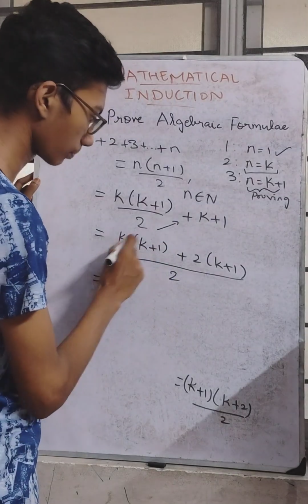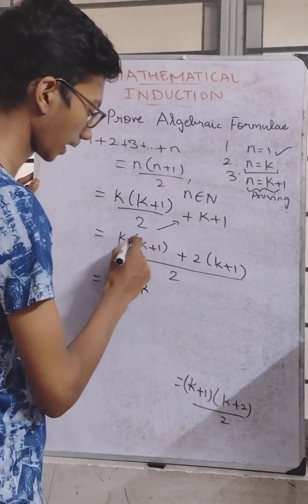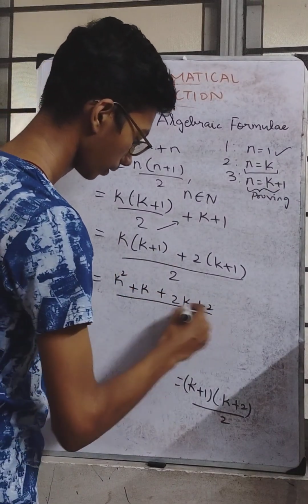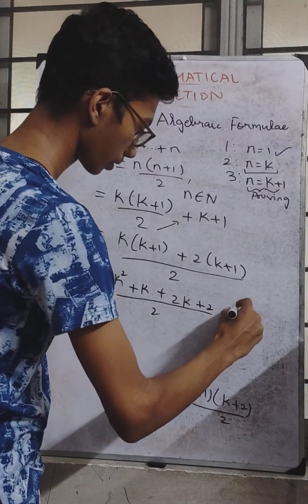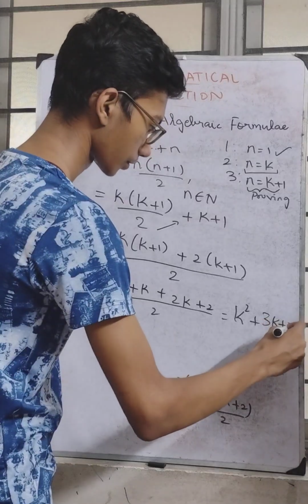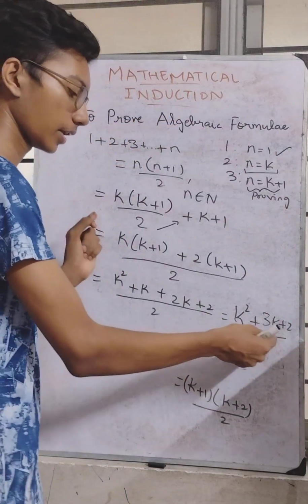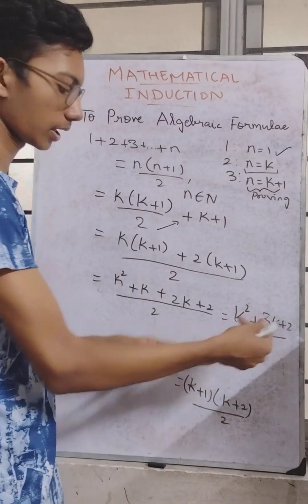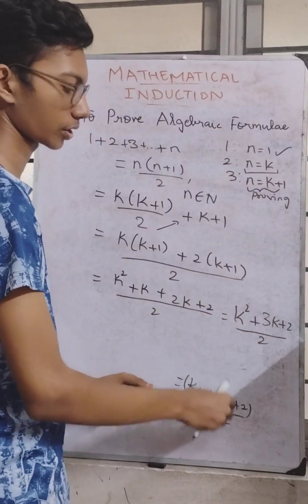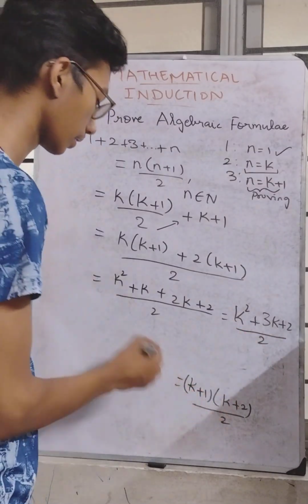So next what we can do is multiply. k times k is k square, plus k, plus 2k plus 2, by 2. Now this gives k square plus 3k plus 2 by 2. So this is the final answer we have here. But this is not the final answer we got from the right hand side of n equal to k plus 1. But these two are the same. If we just multiply this, these two terms are literally the same.